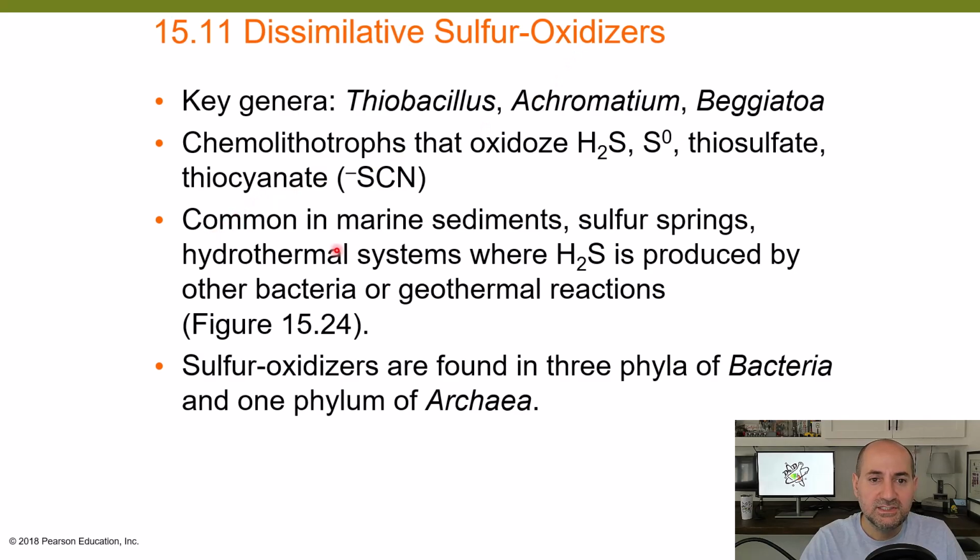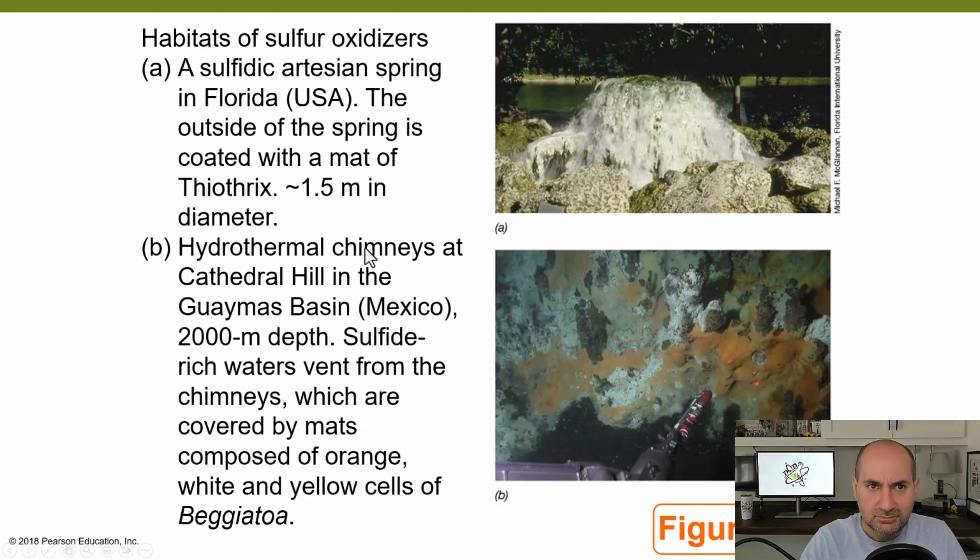Okay, where do you find these? Obviously, you're going to find them anywhere there's rich sulfur, like sulfur springs, marine sediments, hydrothermal systems where H2S is produced by other bacterium, or geothermal reactions. Anywhere rich in sulfur, you're going to find sulfur oxidizers. And again, there are 3 phyla of bacteria that are sulfur oxidizers, and 1 phyla of archaea, which is a sulfur oxidizer.